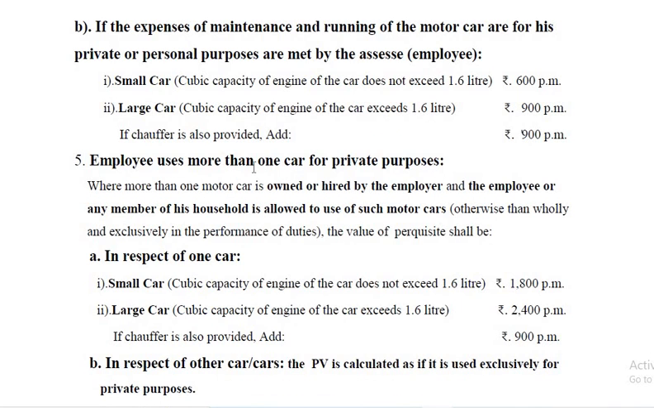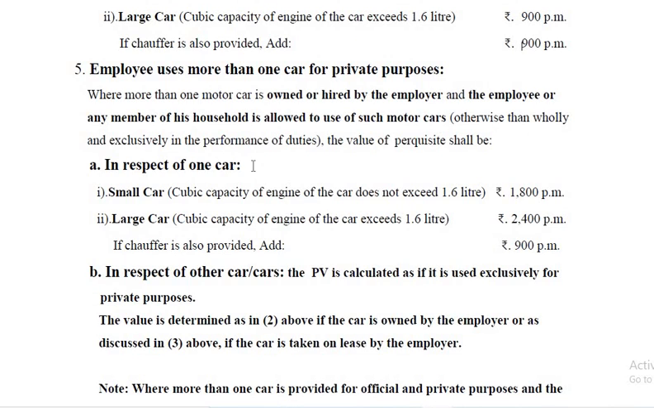Now we'll move on to the fifth situation. Here the employee uses more than one car for private purposes. So where more than one motor car is owned or hired by the employer, here owned and hired by the employer so far in all cases, and the employee or any member of the household is allowed to use such motor cars otherwise than wholly or exclusively in the performance of duties. That means it is used both for official purposes as well as private purposes.